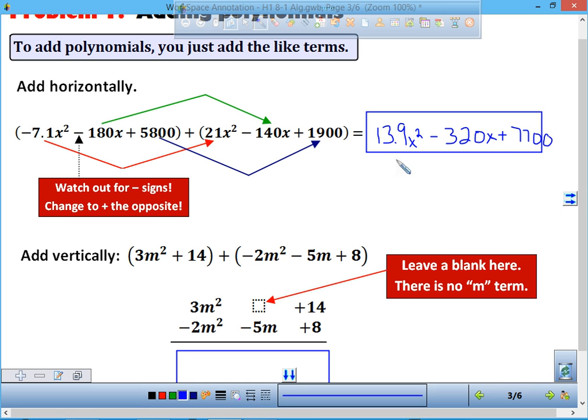Notice I wrote everything from highest degree to lowest degree. Make sure we always do that, highest degree to lowest degree.